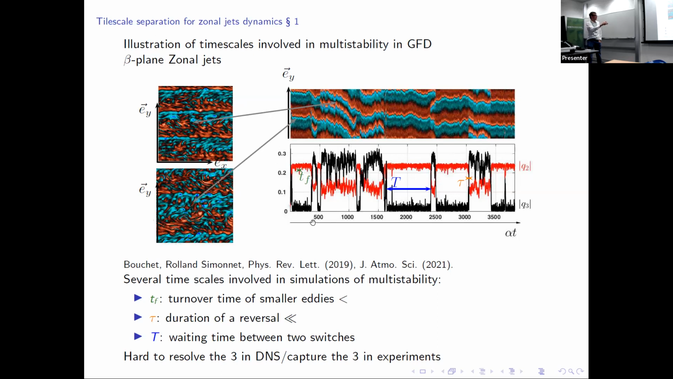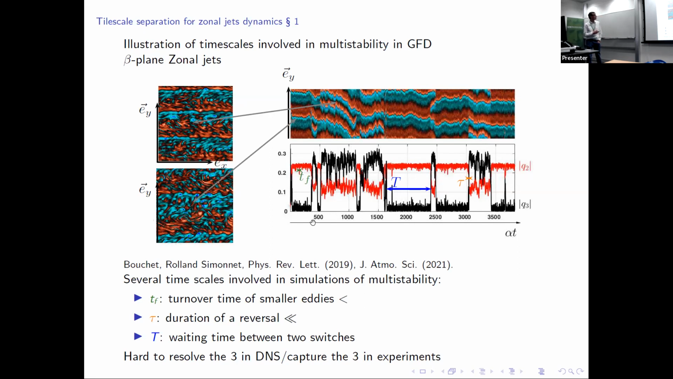Meanwhile, in experiments, you are also constrained. For instance, if you want to measure several switches, you need an experiment which is long enough to have this time here. So you can have a very long experiment, but then a very crude time resolution, so you also miss the detail of these events. So in both cases, you have this limitation of a very large range of time scales when you study multi-stability, when it becomes rare, which makes the problem difficult. So how can we bypass this?